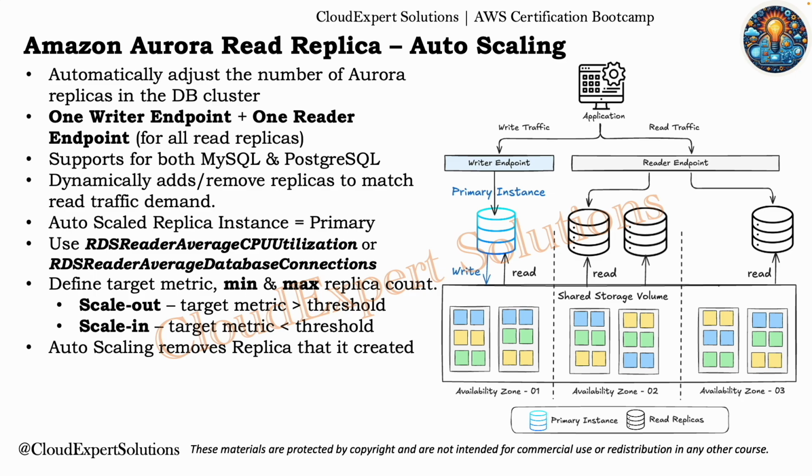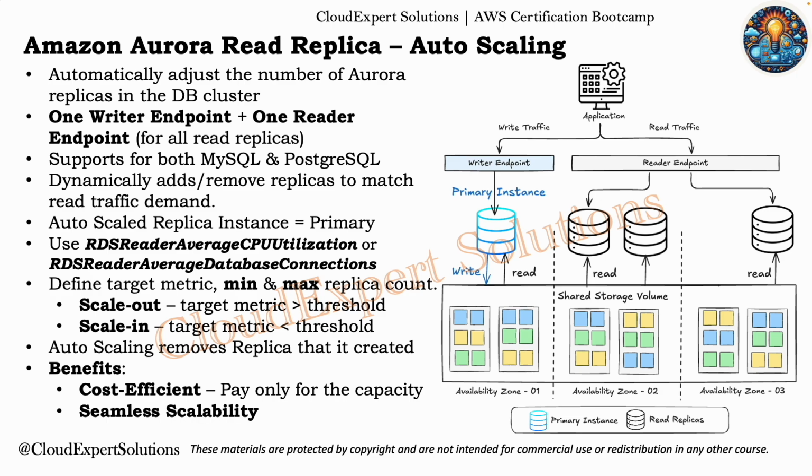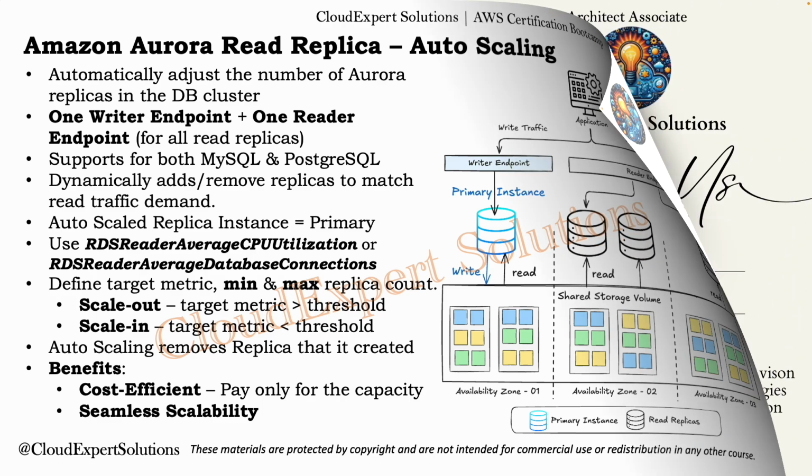In terms of Aurora Read Replica Auto Scaling benefits, the first is cost efficiency. You pay only for the capacity you need by scaling down during the low demand periods, and also seamless scalability. Aurora Auto Scaling maintains application responsiveness during sudden traffic spikes by adding capacity automatically. And also it distributes read traffic and can fail over more quickly by promoting a read replica in case a primary instance has failed or the primary instance is not responding.